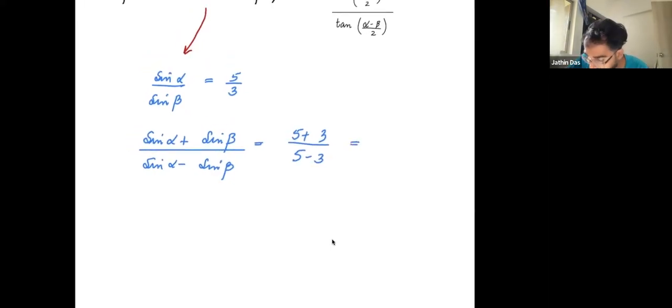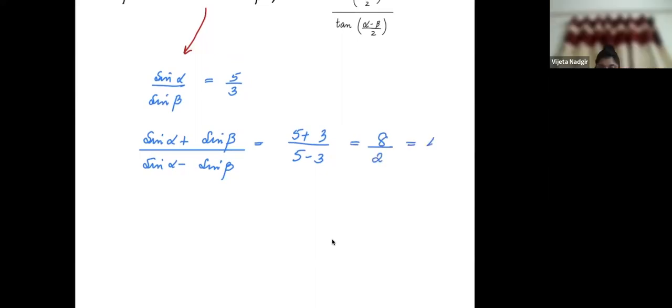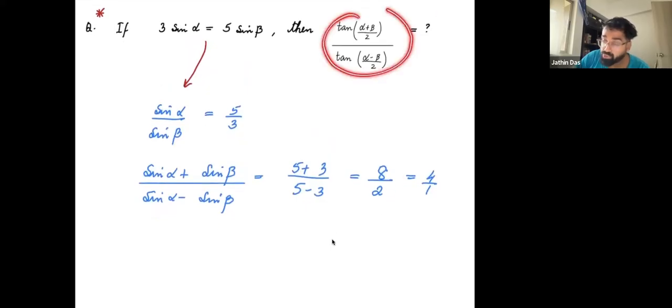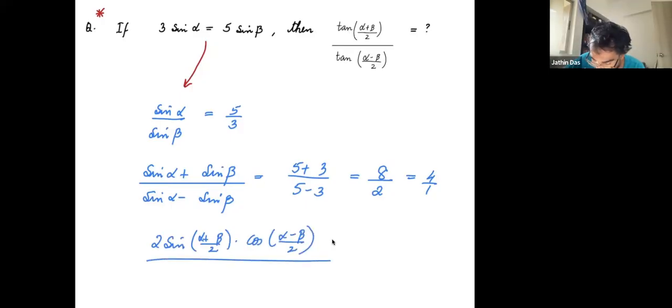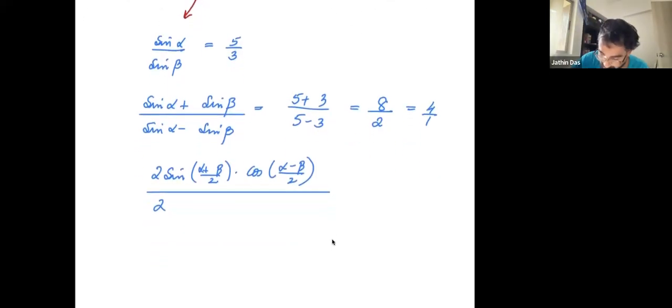Okay, so this will be 8 by 2, 4. Now what will you do here? You'll simply apply that formula, the sin C plus sin D formula. So that will be 2 sin((alpha plus beta) by 2) cos((alpha minus beta) by 2). Correct. Same thing we experienced somewhere, right? You can make it as tan((alpha plus beta) by 2) by this, otherwise in cot form. So remember this.